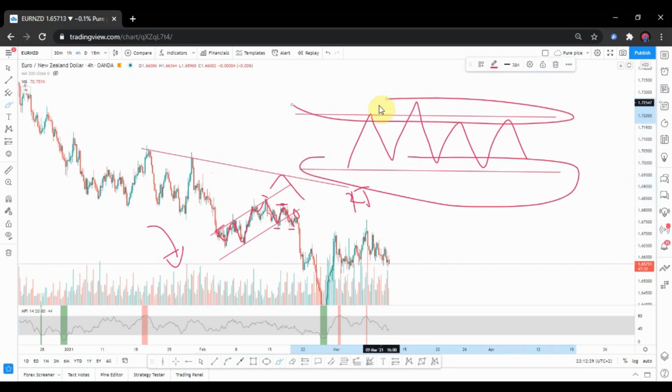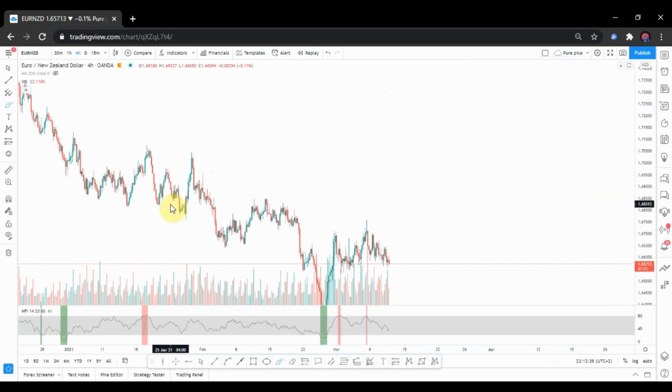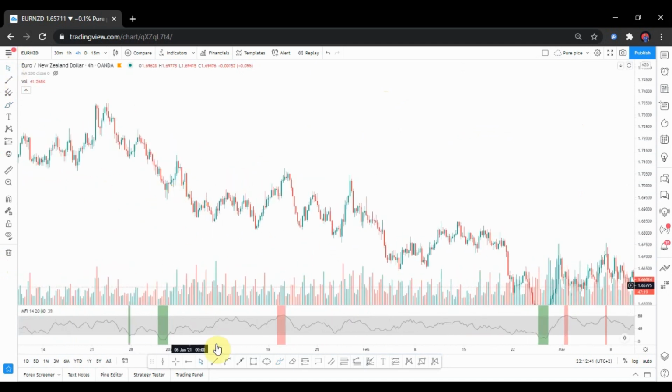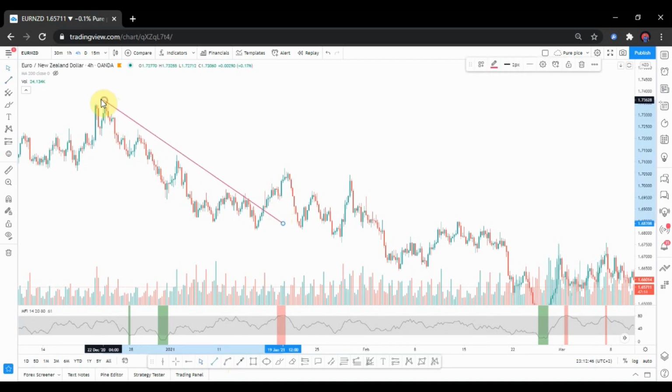Around this level, that's where I'm paying attention. So okay, now let's get to the critical part, which is the market shift. This is one thing that really kills a lot of retail traders. It is the fact that they confuse breakouts with market shifts.